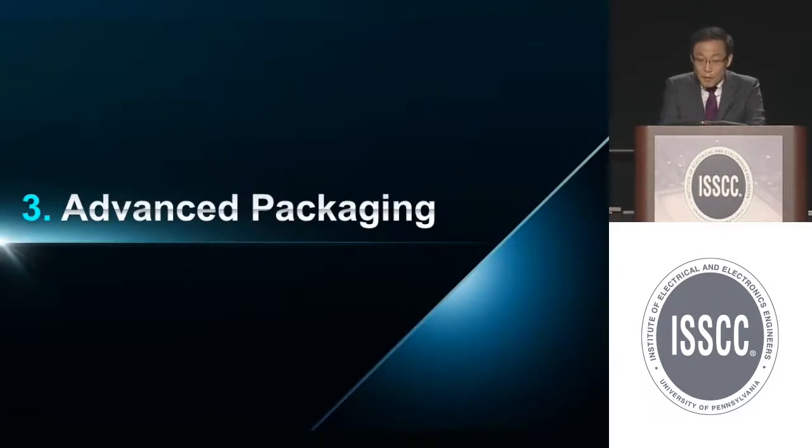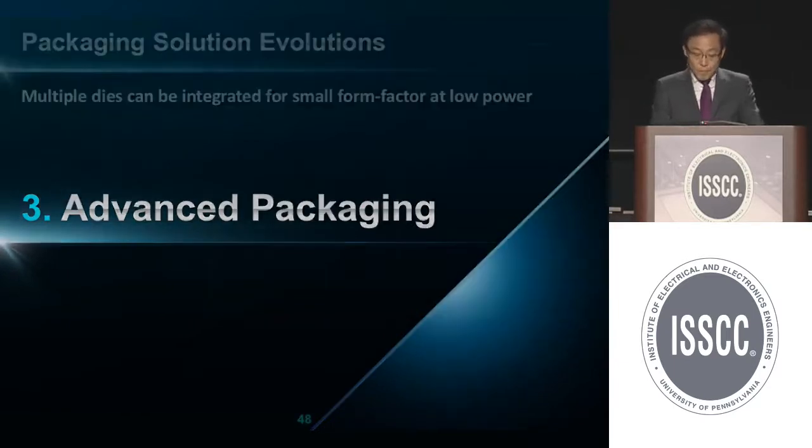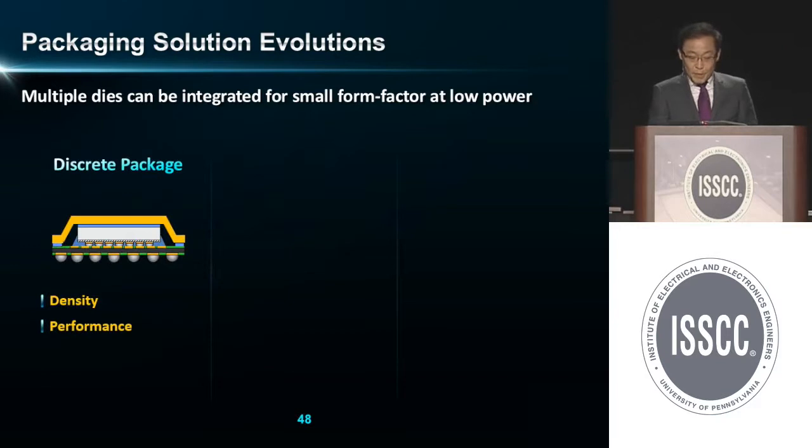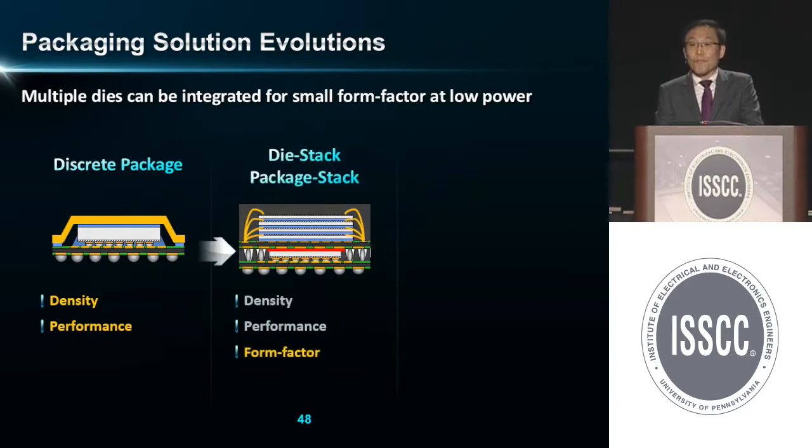As silicon process technology is fast advancing, so does packaging technology that will boost or complement the performance of silicon. Packaging technology has evolved in response to the need for high performance, small form factor, and low power. The simple discrete packaging scheme is evolving to include more dies in a package, as is the case for die stacking and package stacking.